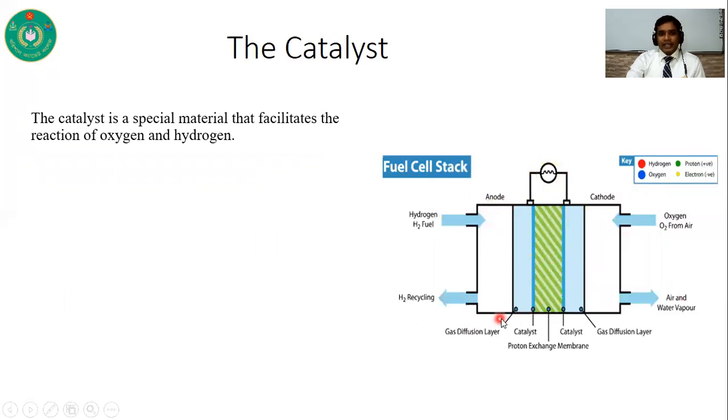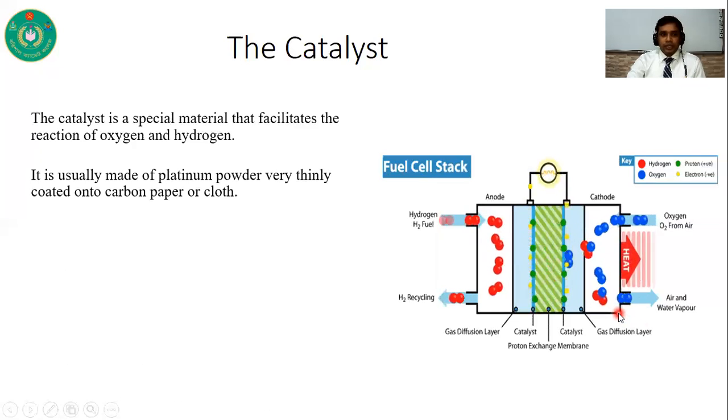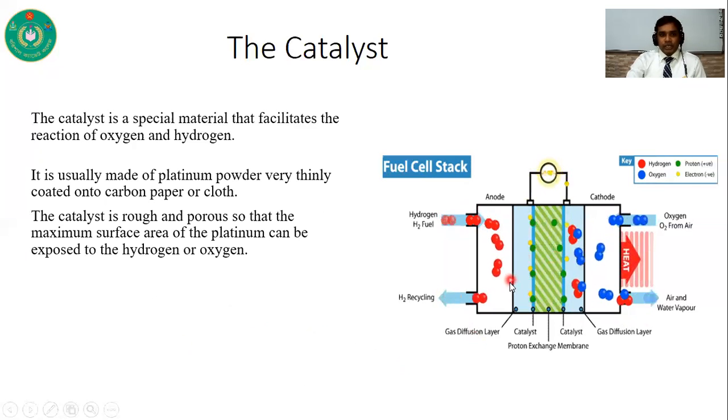And the catalyst. So the catalyst is a special material that facilitates the reaction of oxygen and hydrogen. It is usually made of platinum powder, very thinly coated onto carbon paper or cloth. So in the anode we use platinum powder, and in the cathode we use nickel powder. The catalyst is rough and porous so that the maximum surface area of the platinum can be exposed to the hydrogen or oxygen. We know that already. If the surface area increases, the reaction rate is very high.